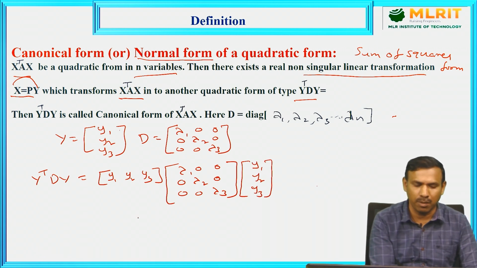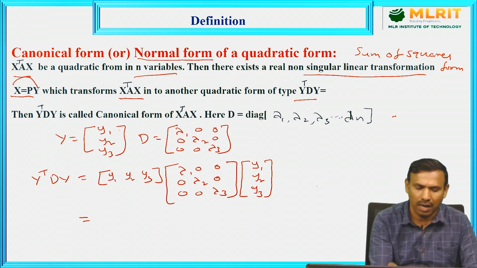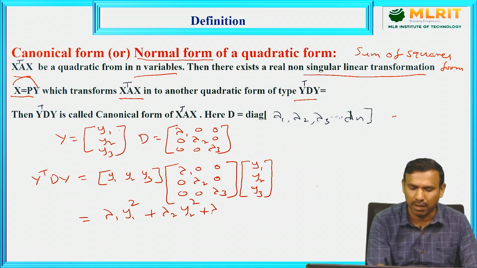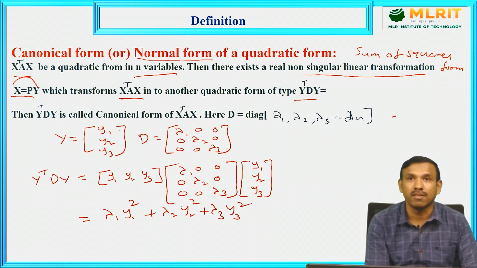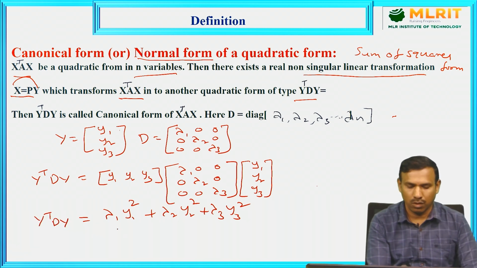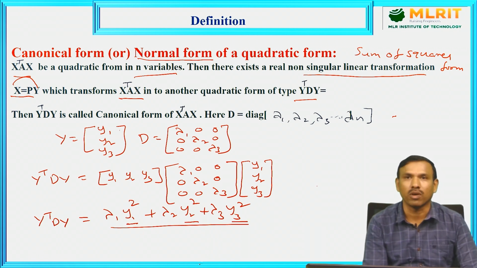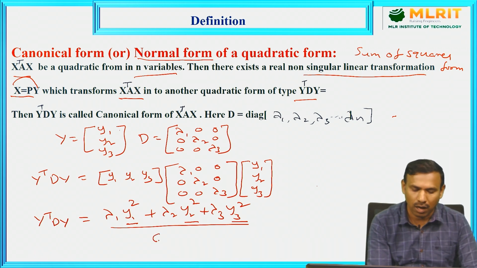If you multiply these 3 matrices, see very clearly, directly I am multiplying the 3. But actually we can't multiply 3 matrices at a time. First matrix into second matrix, the result will be multiplied with the third matrix. Here I am writing directly: lambda 1 y1 into y1, that is lambda 1 y1 square plus lambda 2 y2 square plus lambda 3 y3 square. This is called the canonical form, y transpose Dy, the sum of squares form. Observe very clearly, it contains square terms, y1 square, y2 square, y3 square. This is called a canonical form.